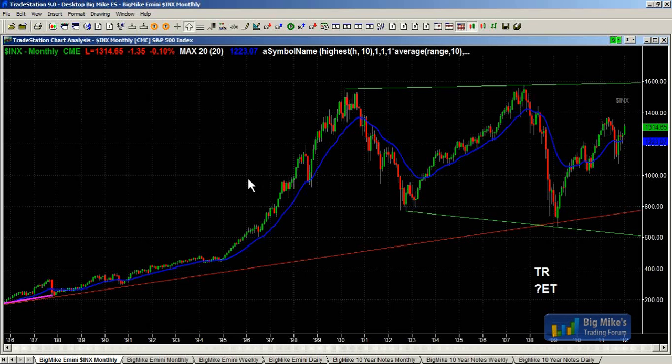And in a trading range, I always immediately think buy low, sell high, scalp. On a monthly chart, scalp means something entirely different from scalping on a 5-minute chart.